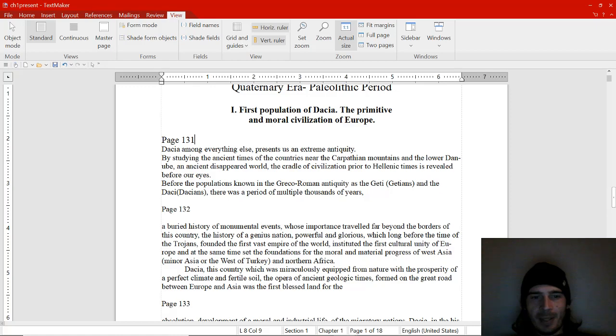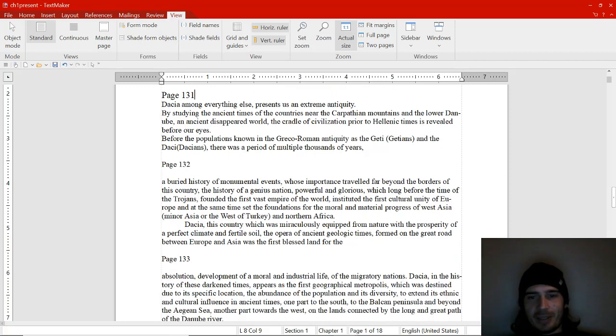Page 132. A buried history of monumental events whose importance traveled far beyond the borders of this country, the history of a genius nation, powerful and glorious, which long before the time of the Trojans founded the first vast empire of the world, instituted the first cultural unity of Europe, and at the same time set the foundations for the moral and material progress of West Asia, which is also known as Minor Asia or the west of Turkey, and northern Africa.